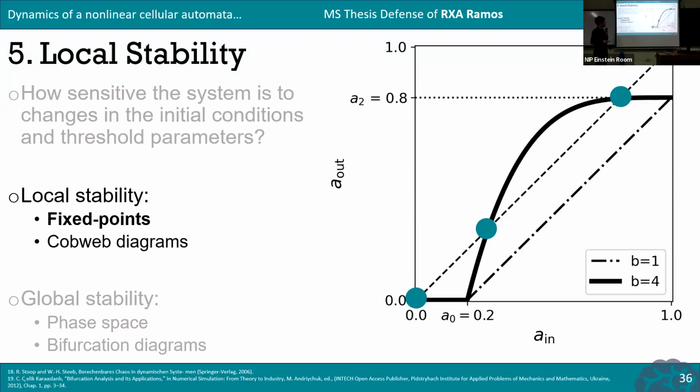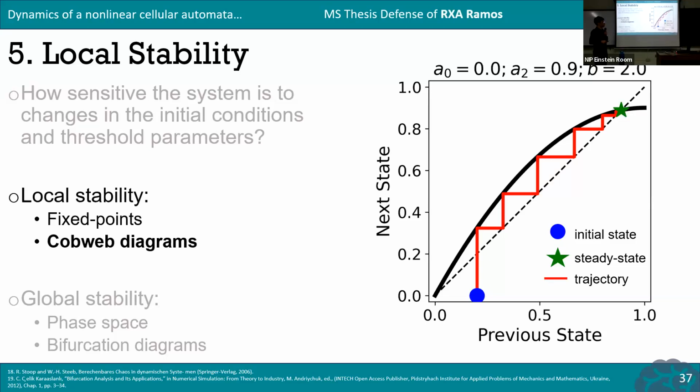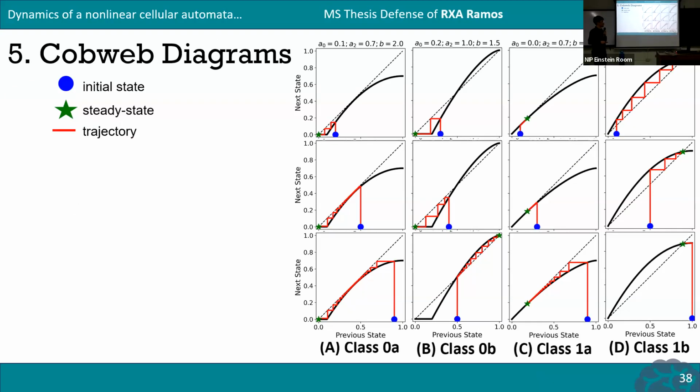Now, if we vary our initial condition, over time it should stabilize to one of these fixed points. We can analyze this using cobweb diagrams. Say, for example, we initialize at this state. We draw a vertical line from that point to the function, and then a horizontal line from that point to the diagonal. We repeat these steps until we reach a fixed point or until some oscillation or limit cycle is observed. In this case, we reach this fixed point, and so we say that it is a stable fixed point. We do this for all of our classes from class 0A to class 1B, and we analyze as follows.